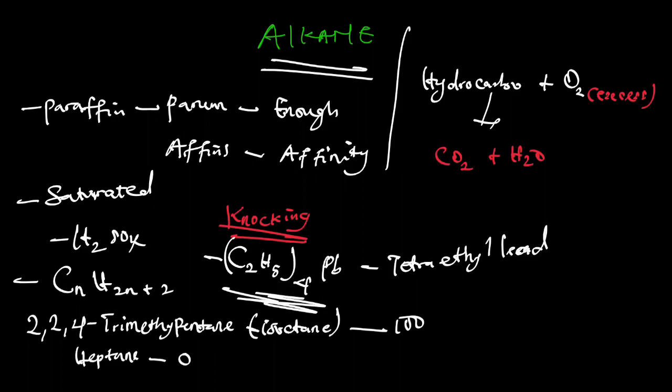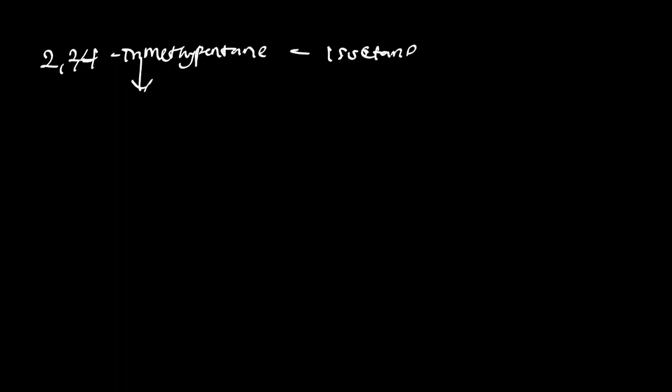Now, I said that we can also call 2,2,4 trimethylpentane isooctane. Why is this so? Why am I calling it that? All right, follow me closely. 2,2,4 trimethylpentane is also called isooctane. Now let's draw the structure, so I'll be able to explain to you why we can also call it isooctane.